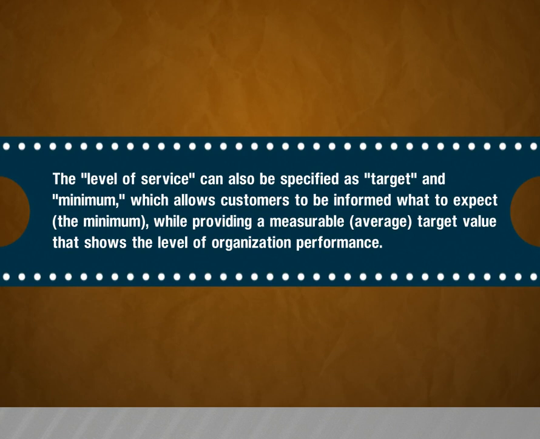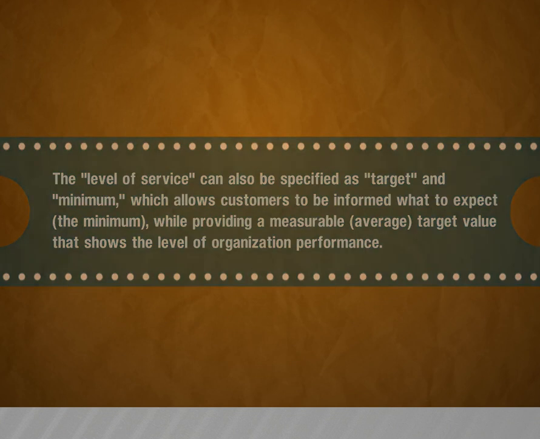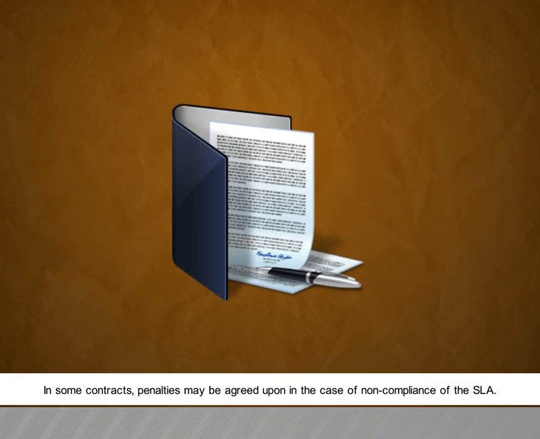The level of service can also be specified as target and minimum, which allows customers to be informed what to expect at the minimum, while providing a measurable average target value that shows the level of organization performance. In some contracts, penalties may be agreed upon in the case of non-compliance of the SLA.